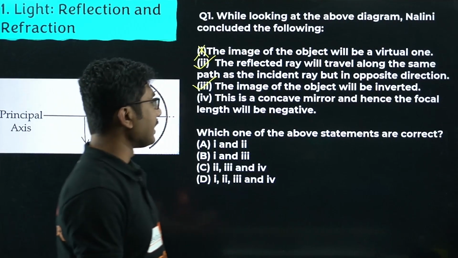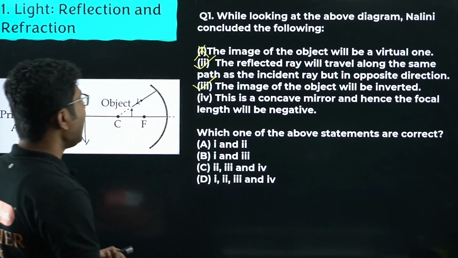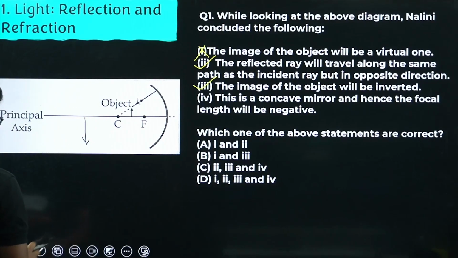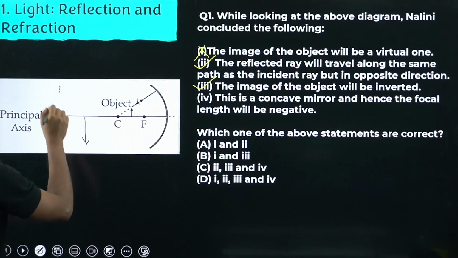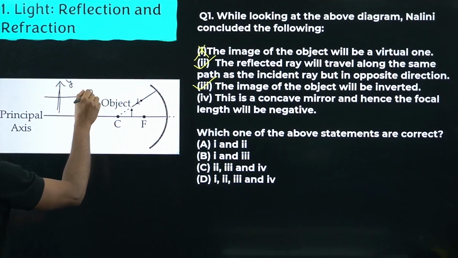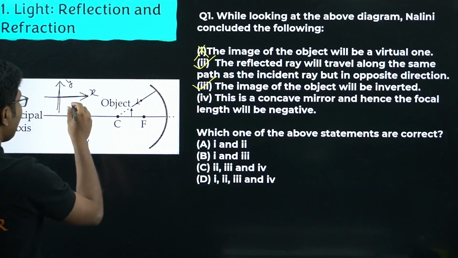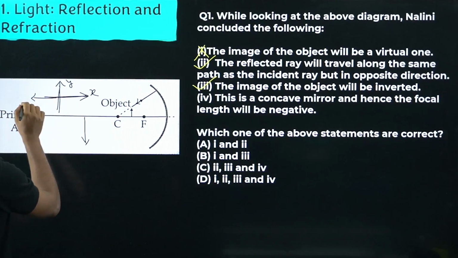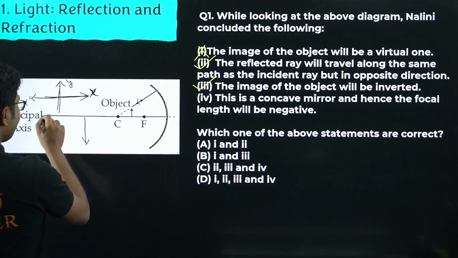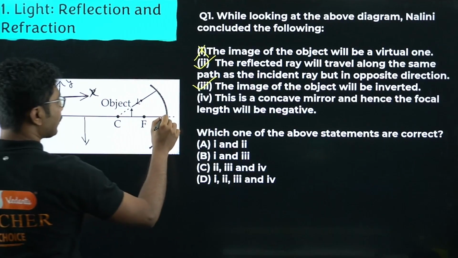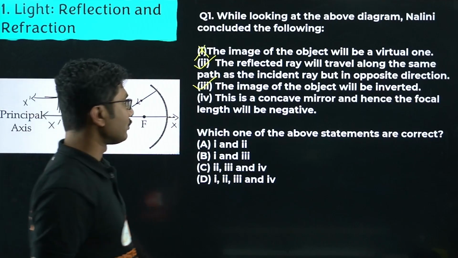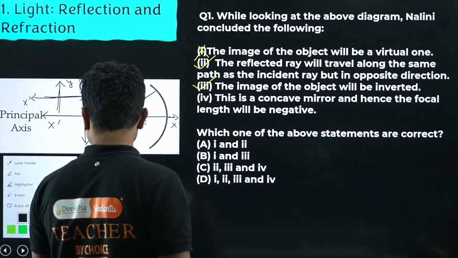This is a concave mirror and hence the focal length will be negative. In our normal convention, we assume this is the positive x-axis and this is the positive y-axis. Anything along the positive x-axis is positive, anything along the negative x-axis, x dash, is negative. The positive x-axis is always along this direction. So F will be negative, and this is also a correct statement.